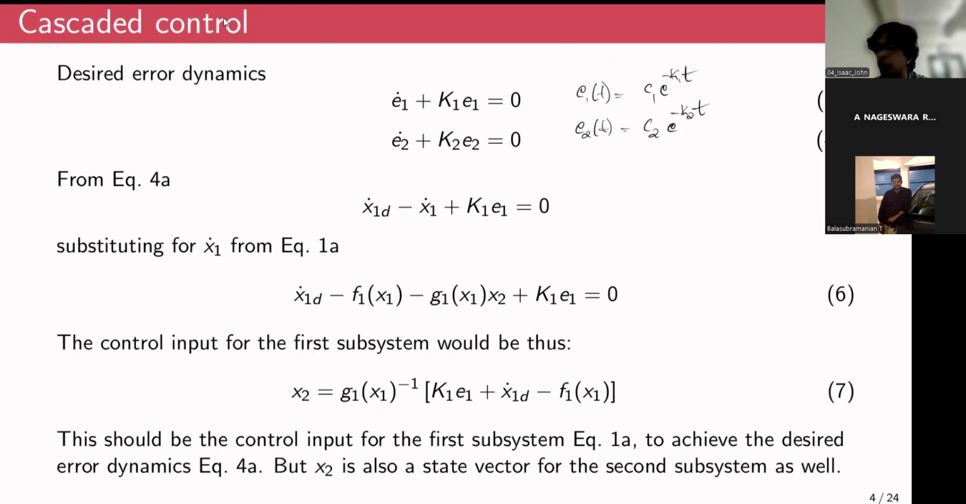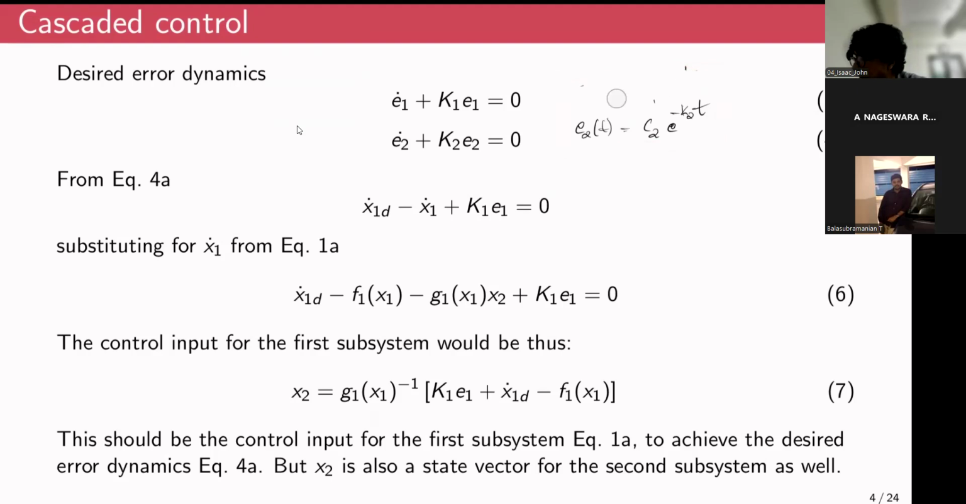Right? So what can you infer from this? As time tends to infinity, this error term E1 would tend to 0. And for the second subsystem, again here as time tends to infinity, the error of the second system E2 would also tend to 0. So this is how we want the system to behave, and we are trying to force the system to behave as per this error dynamics.